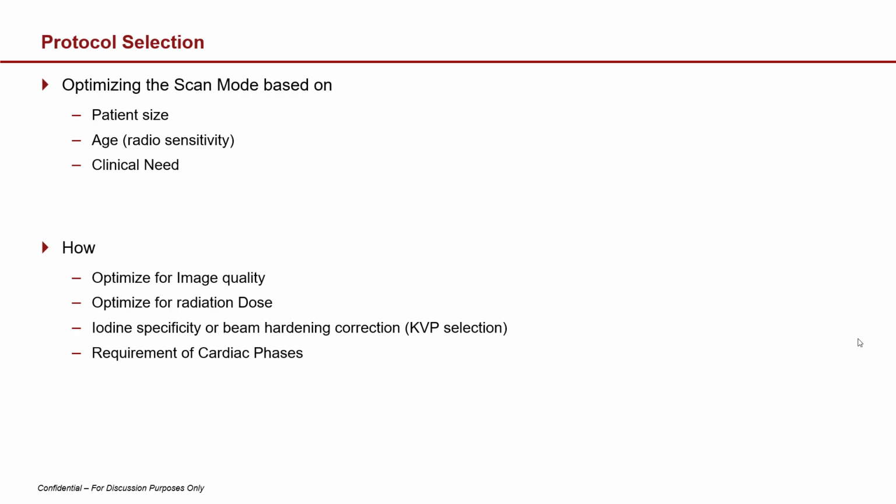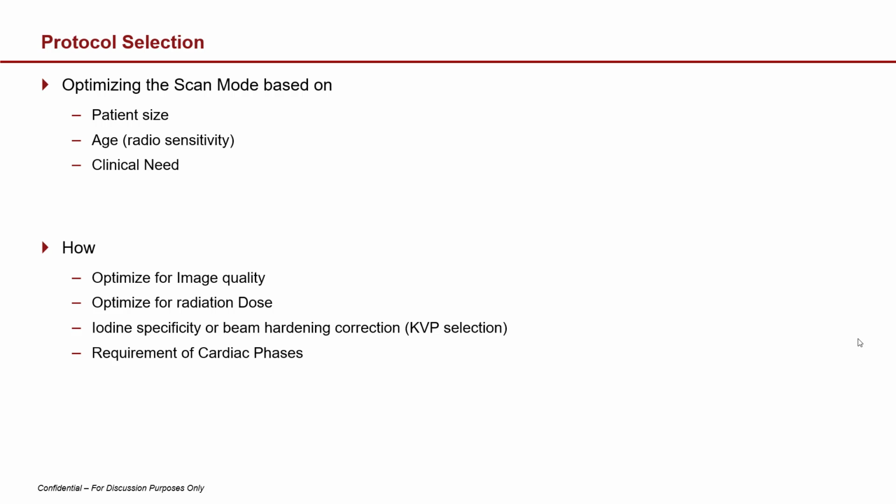Now, in terms of protocol selection, there are a few things to consider. First thing you want to think about is you want to optimize your scan mode based on your patient's size, right? Do you have a small size patient, a large size patient? What's the patient's age and radiosensitivity? Are you imaging a young female or an old man? And what's the clinical need specifically? Are you trying to replace a valve? Are you following up on an aortic stent graft?